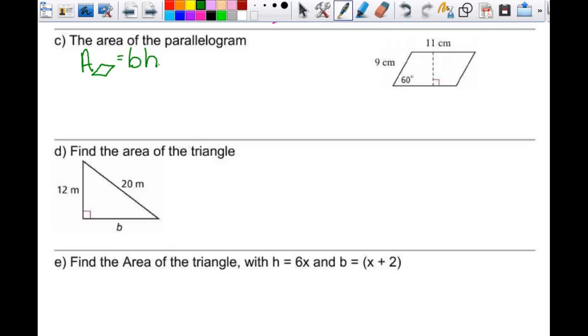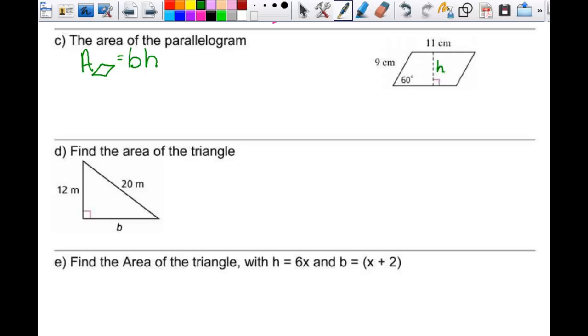Do you know the base? Yes, what is it? 11. Do you know the height? No, we don't. Do we have information to find the height? Yes, we do. Okay, so this is the height.